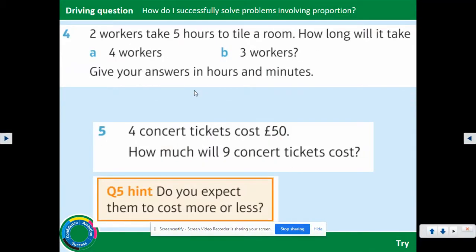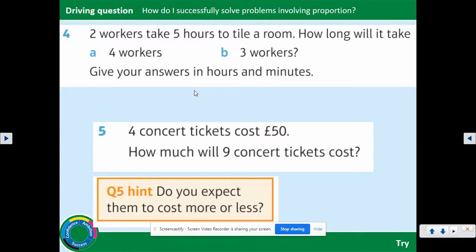So now you've got another example of some questions. I'm going to quickly read through the questions. Then you can pause the video, have a go, and play when you're ready to go through the solution, okay? So question 4. 2 workers take 5 hours to tile a room. How long will it take 4 workers? And how long will it take 3 workers? Give your answers in hours and minutes, okay?